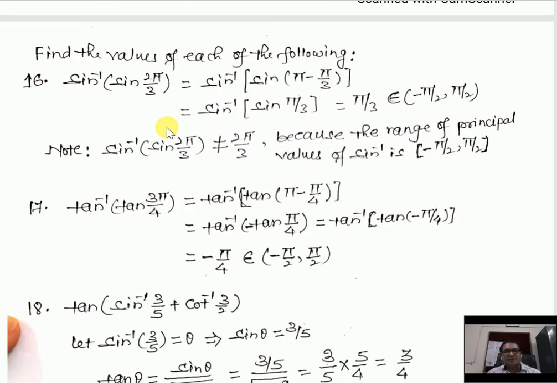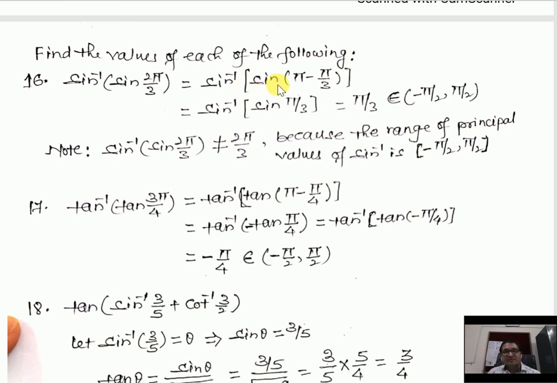Question number 16, find the values of each of the following. Sin inverse sin 2 pi by 3. So you can't write directly 2 pi upon 3. Okay, why? The reason is that you have to check with the principal value. 2 pi upon 3 does not belong to the principal value of sin inverse x. So you have to simplify.